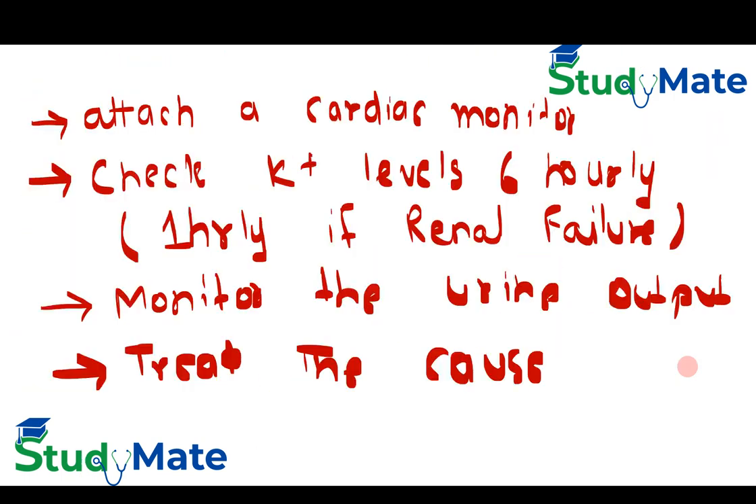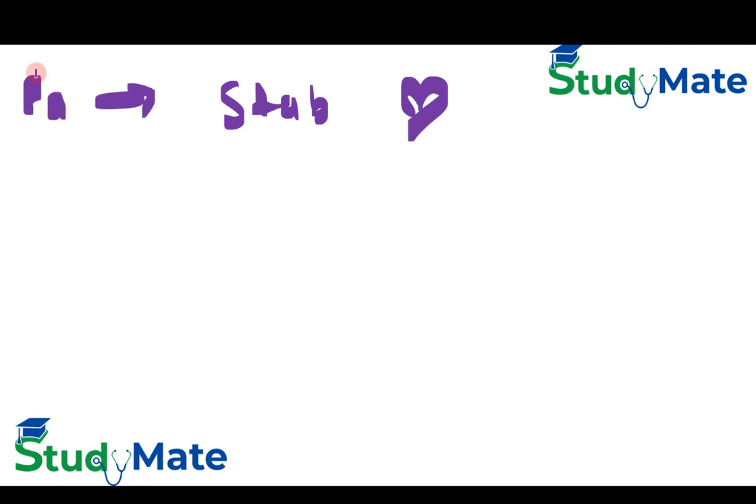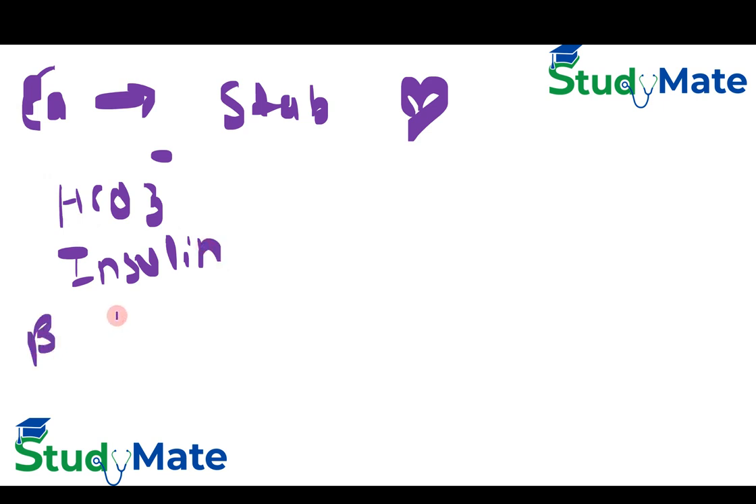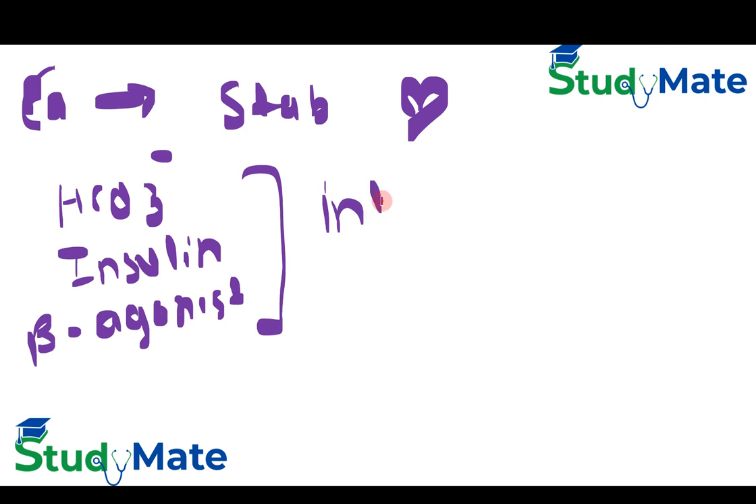So this is the management of hyperkalemia. Now just a quick overview of the mechanism of action. Calcium in calcium gluconate stabilizes heart membrane so that it is not prone to that much arrhythmia. Bicarb, insulin, beta agonist, that is salbutamol, albuterol can also be used. These three push the potassium into the cells so that extracellular potassium is less and hyperkalemia is treated.